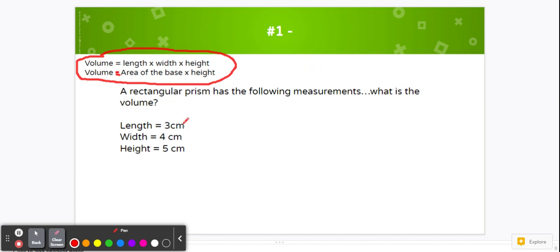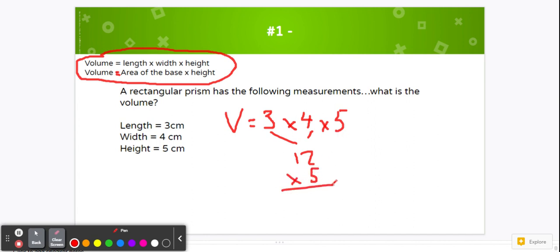Okay, let's look at this one. It's a rectangular prism, has the following measurements. What is the volume? So my length is 3, my width is 4, my height is 5. I just need to fill in what I know. I know length is 3, so I'm going to multiply that times the width times the height of 5. And now I just need to do the math. 3 times 4 is 12 times 5. That's going to get me 60.